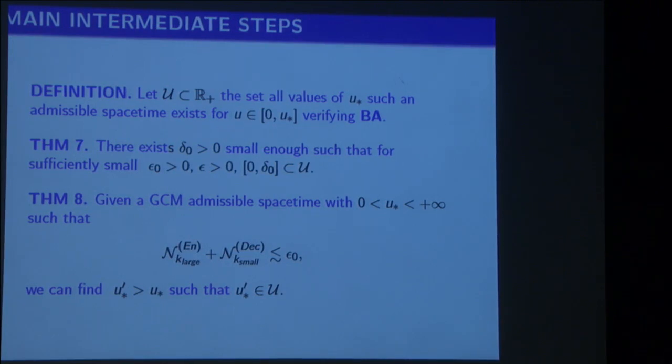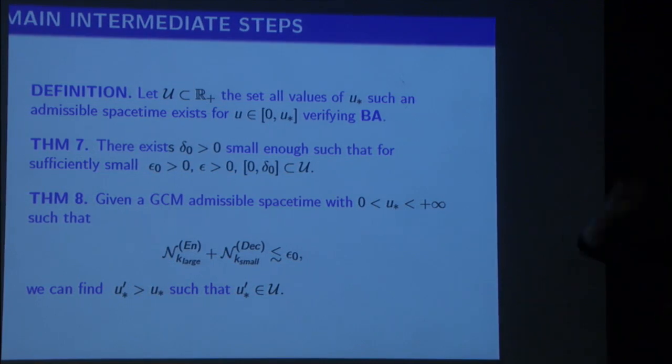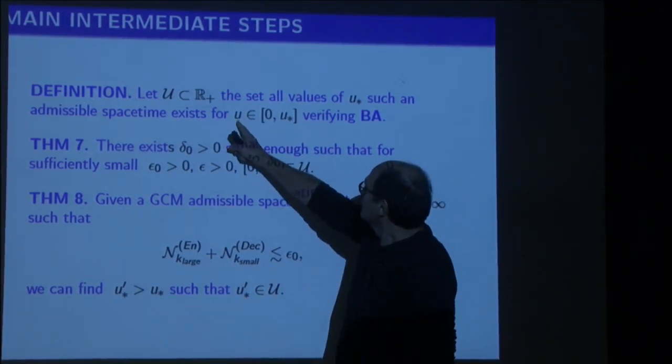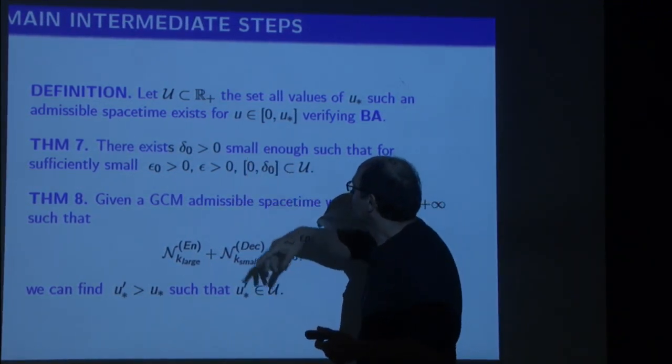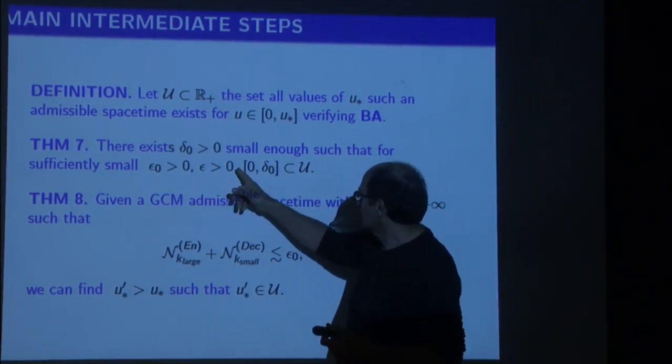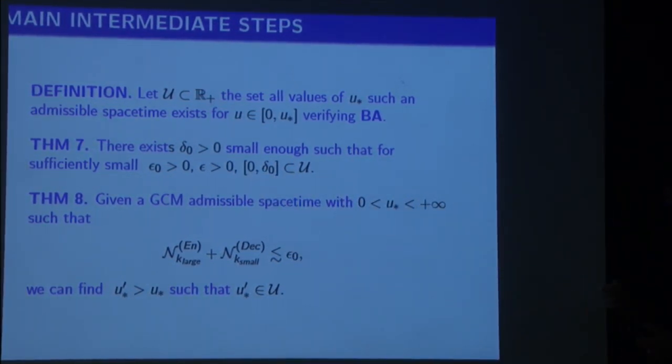Now, the next steps are the continuity steps. So first of all, you define U, just like in stability of Minkowski space. You define the set of values where you start, the value of u where you stop, and you look for all admissible space-time which verifies a bootstrap assumption. So again, admissible implies that you have this T, this time-like surface which is foliated by these GCM spheres. Okay, so then you prove that there exists a delta zero sufficiently small such that you have at least a small neighborhood of zero, which is just the initial data. So we go a little bit from the initial data. So this is essentially a local existence result.